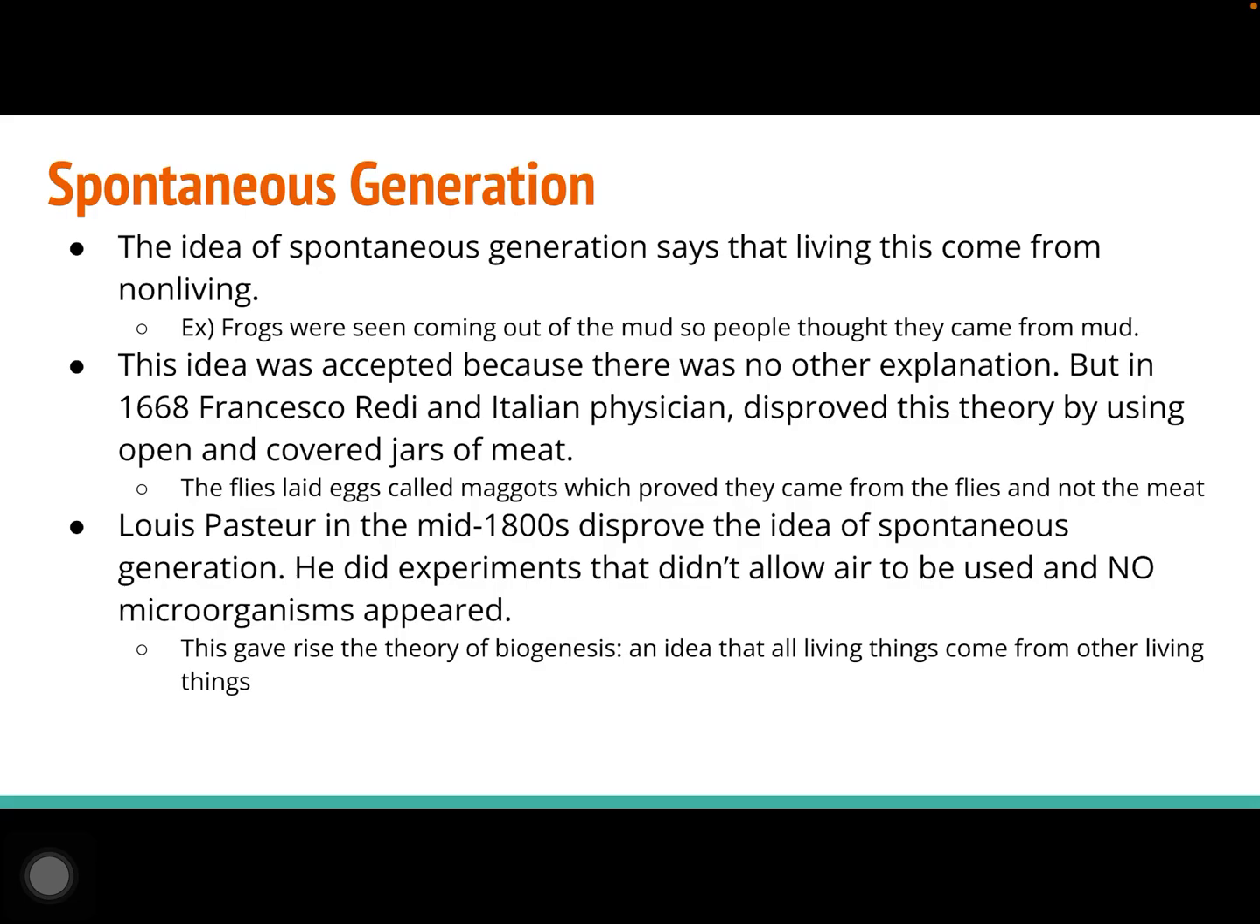So this idea was accepted because there was no other explanation. We really had no other way to explain how things came to be. But in 1668, Francesco Redi, an Italian physician, developed this theory by using an open jar and a covered jar of meat. He noticed that with a jar that was covered with meat and a piece of meat that was just sitting out, the flies laid their eggs, called maggots, and those developed to form flies, but not on the meat that was inside of the jar.